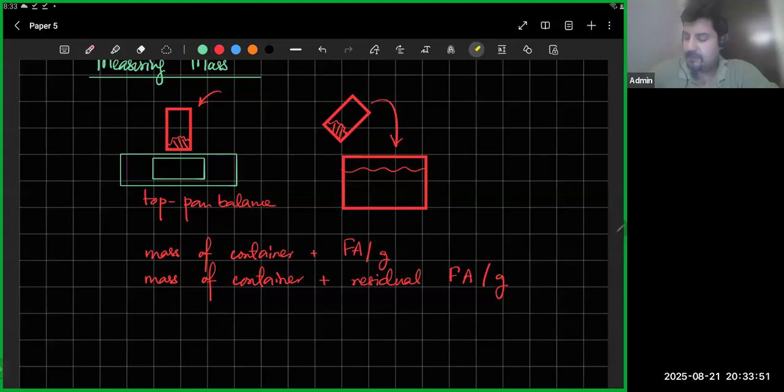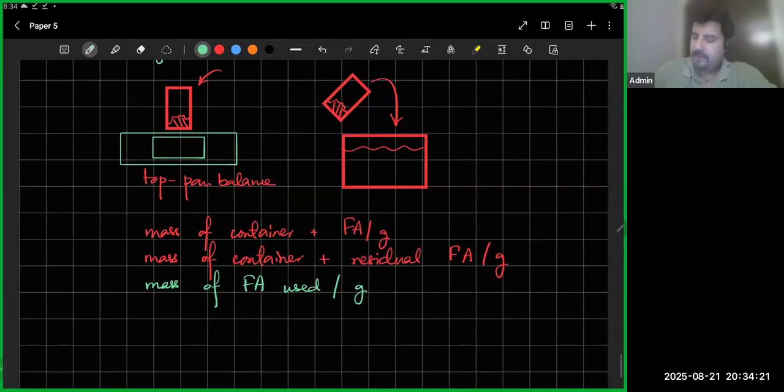You have to add the word residual because there's going to be some stuff still sticking to the container. Then you're going to take the difference, and that will give you the exact mass that went into this container. So the last thing is the mass of Fa used, in grams. These three readings would all be there, and the mass of Fa used is the difference of the above two values.